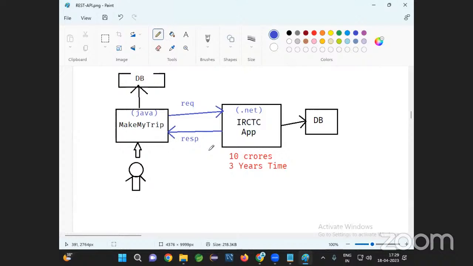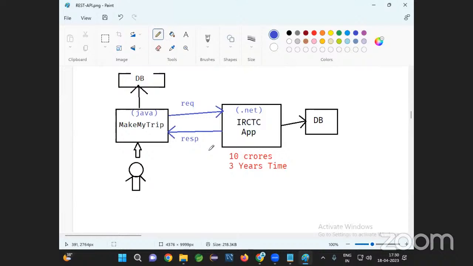Java doesn't know what .NET is, and .NET doesn't know what Java is. Java is one language, .NET C# is another language. Now, one application is developed in Java and another application is developed in .NET, so they are two different languages from two different companies. Then how will our applications communicate? That's where we need one mediator.